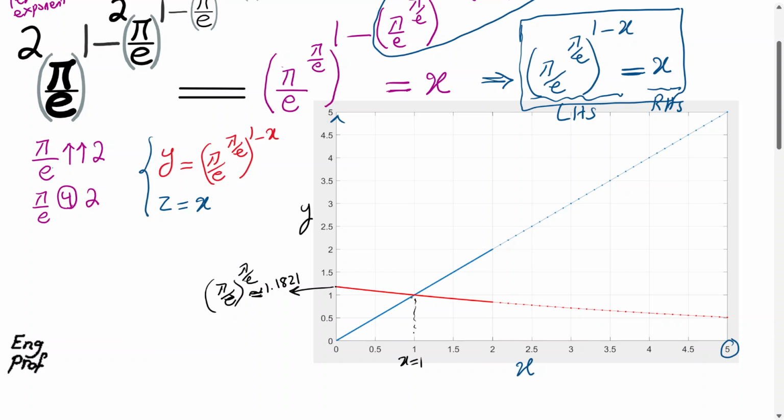And interestingly, the outcome is also 1. It's obvious that when x is 1, z is 1. When x is 1 here, the exponent becomes 0, and pi over e to the power pi over e to the power 0 becomes 1. So if you set x equal to 1, y is 1. So interesting, when x is equal to 1, the left-hand side and right-hand side both become 1. So based on this proof, the equation has a unique solution, and that unique solution is x equal to 1, and the outcome of that is here, 1.